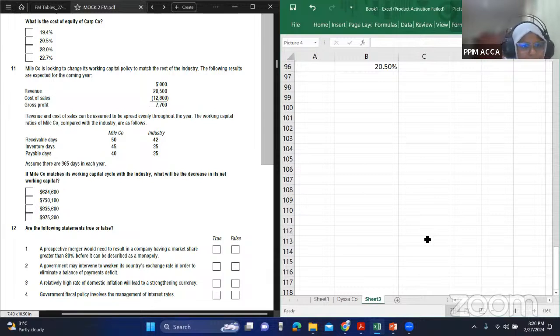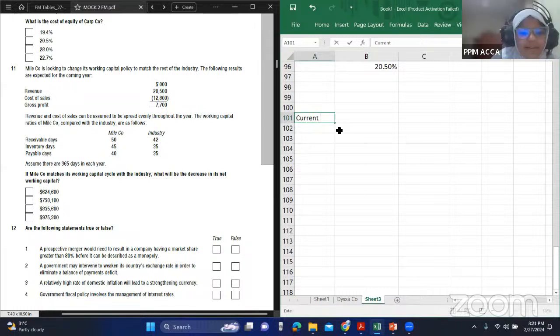If Mile Company matches its working capital cycle with the industry, what will be the decrease in its net working capital? Okay. So first, you have to calculate its current working capital. Then you have to calculate the new net working capital, and the difference will be the decrease in its net working capital. So let's quickly do this. It will take time, but it's very simple, right?